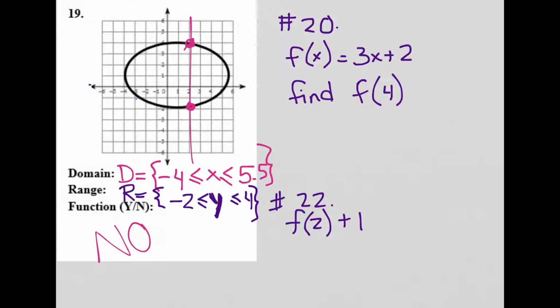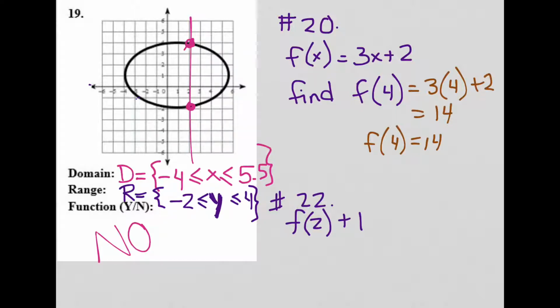So for number 20, it says if f of x equals 3x plus 2, find f of 4. So take the function f and replace the variable with 4. The input is 4. Okay, that means that instead of the variable, I have a 4. Now let's figure out what that's going to equal. 12 plus 2 is 14. So you could report back to me and say that f of 4 equals 14. When I plugged in a 4, I got out a 14. Input was 4, output was 14.